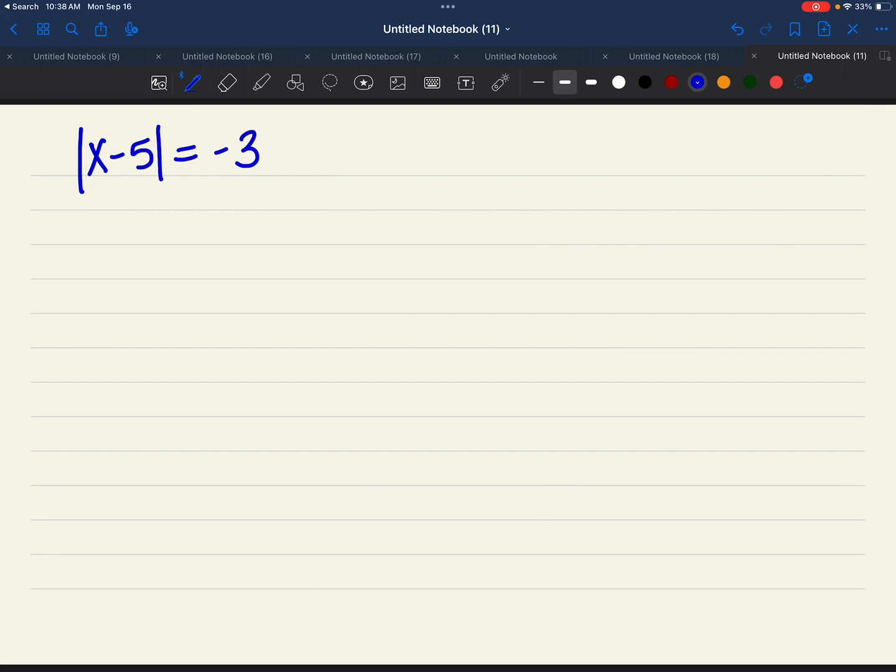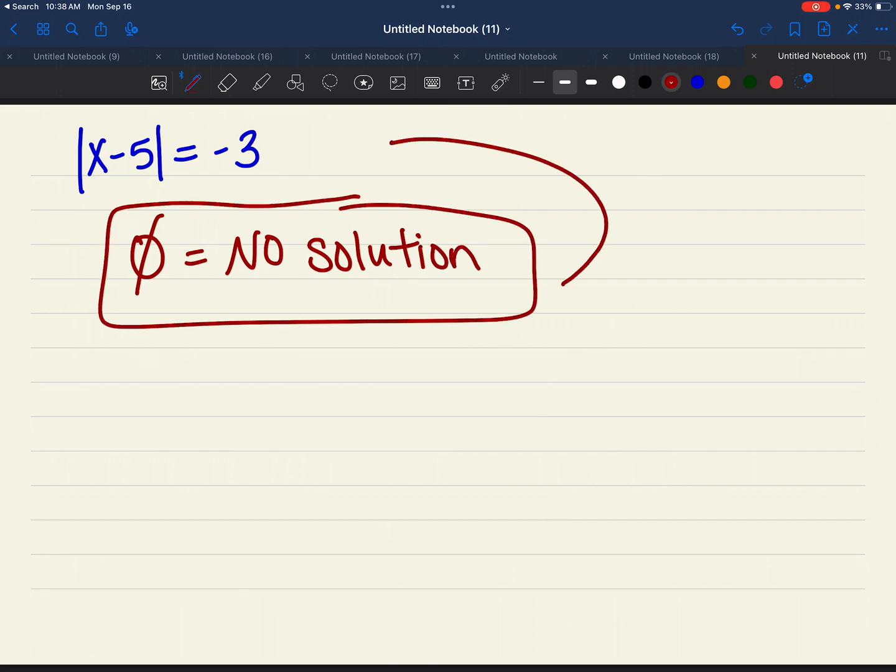Here's one thing I want to show you before we move on. Does anyone notice something about this example that we haven't seen on the last two? It's equal to a negative. And what did I tell you at the very beginning? Absolute value is always positive. So is it possible for me to take the absolute value of this and get negative 3? No. So what would my answer be here? No solution. Remember, no solution is like a 0 with a line through it.